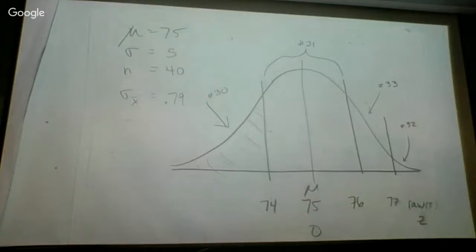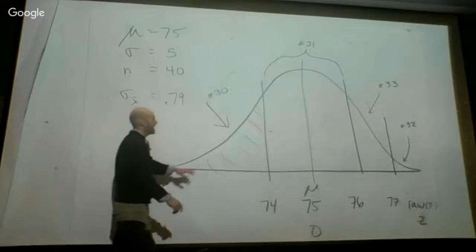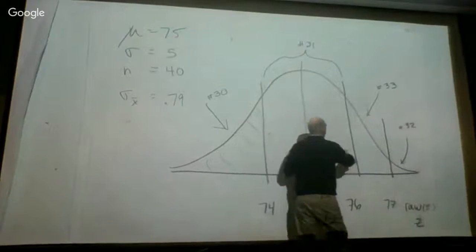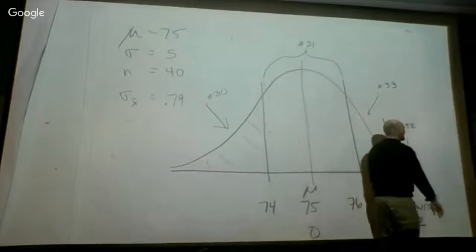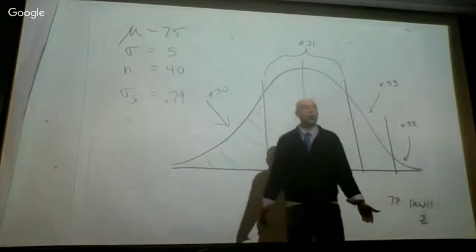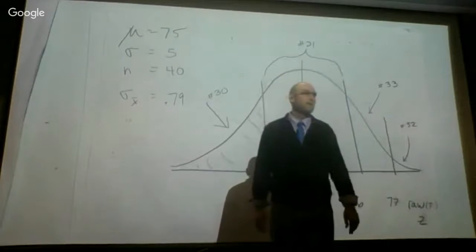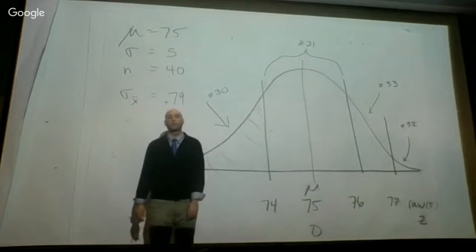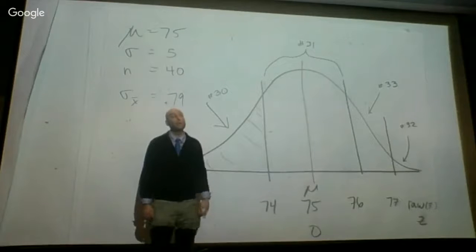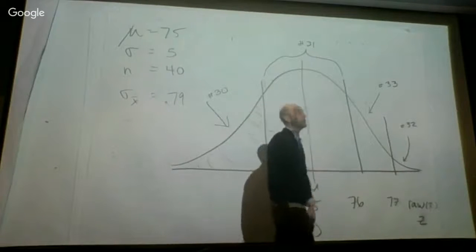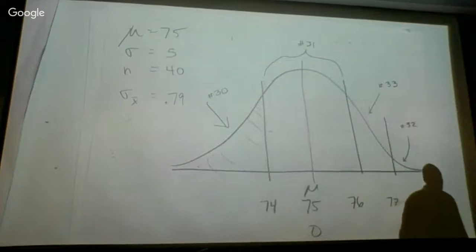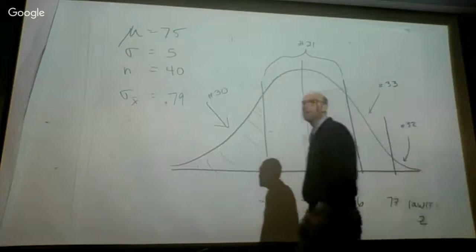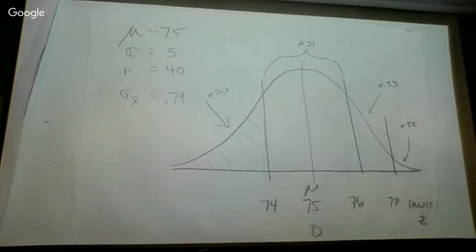So I can actually attack this problem with a bit of efficiency just by knowing that, hey, I've got this piece, this piece, this piece, and this piece. Those are the 4 pieces I need to figure out. That's going to come from 1, 2, 3 different z-scores. In fact, what do we know about the z-score for 76 and 74? Brendan? All right, what's the z-score for 76? The z-score for 76. 1.27.